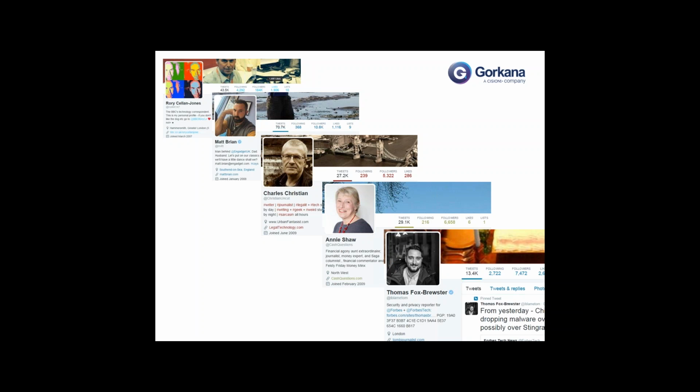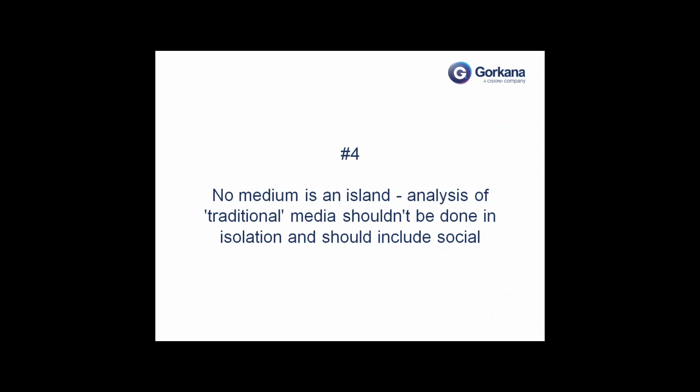Okay, excellent. Shall we move on to point 4, and your 4th top tip? No medium is an island. Analysis of traditional media shouldn't be done in isolation and should include social.